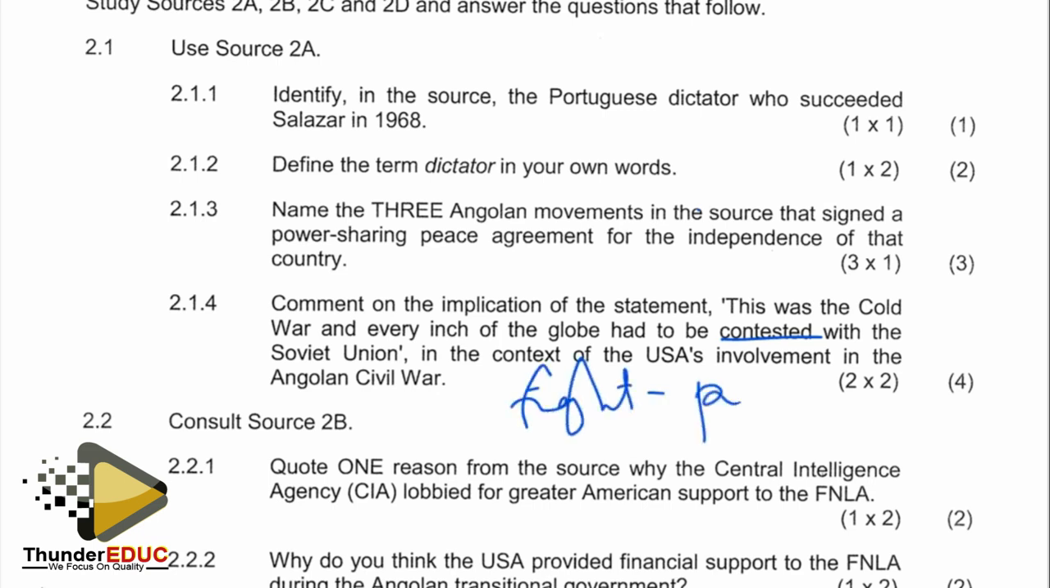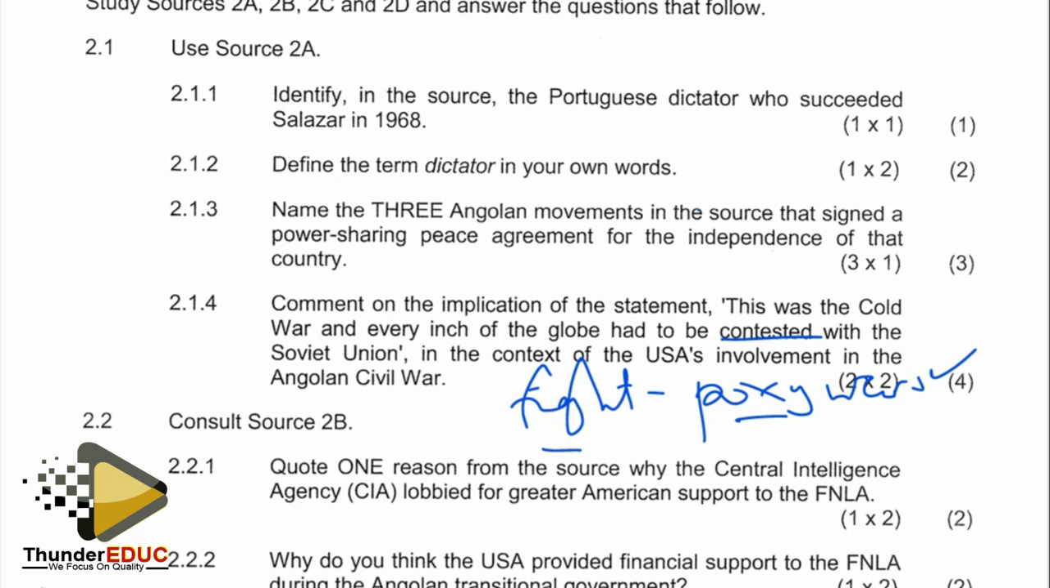And those, remember, were the proxy wars. They were not fighting directly, but they were supporting different groups within the country to fight against each other and impose their ideologies. Or we can say the USSR's influence was getting widespread across the globe. The USSR was trying to spread its influence across the globe. So it had to be contested. Wherever you go, you were supposed to contest with the USSR because it was spreading its influence right across the whole world. So that is basically the implication of that historical statement.